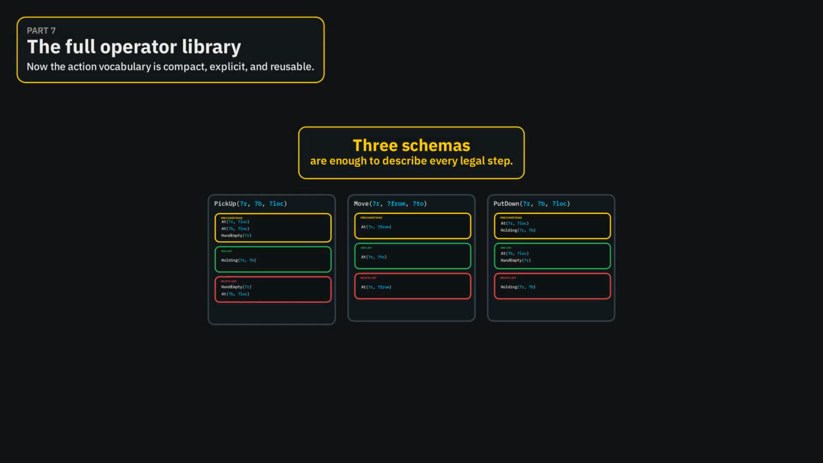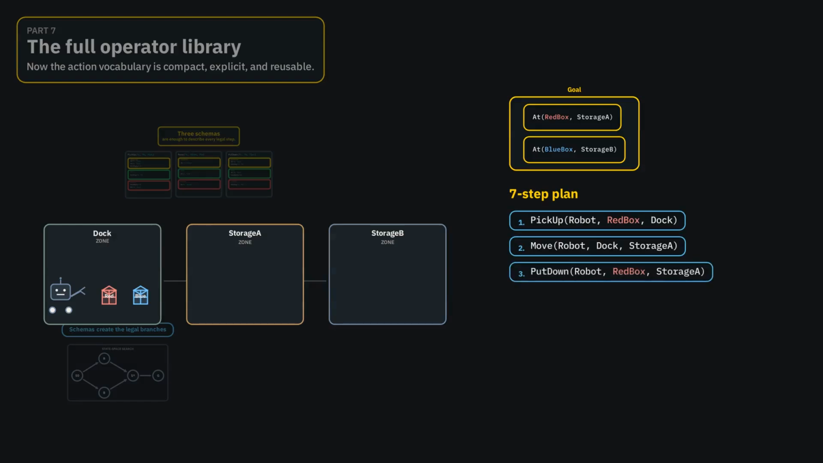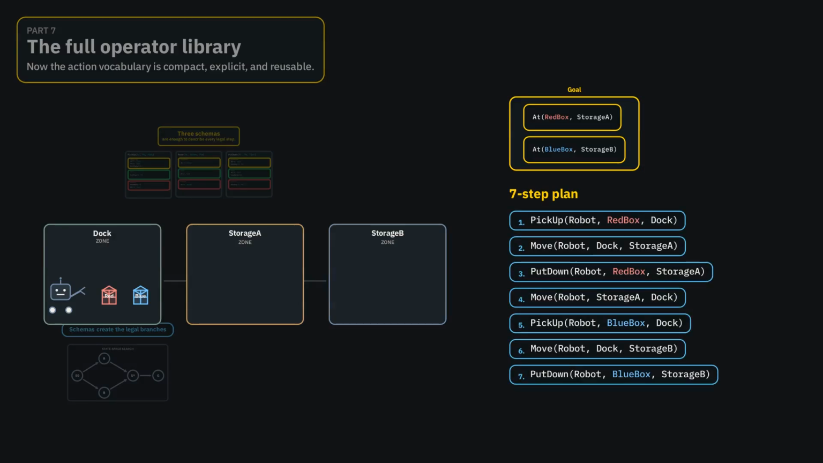3 operators are enough for this whole warehouse. Pick up, move, and put down. From those 3 schemas, the planner can generate every concrete action the robot is allowed to take with either box in either storage zone. Using those operators, the planner finds a 7-step solution. Deliver red box to storage A, return to the dock, then deliver blue box to storage B. That is the power of STRIPS. The rules stay compact, but the planner can still reason over complete state transitions automatically.